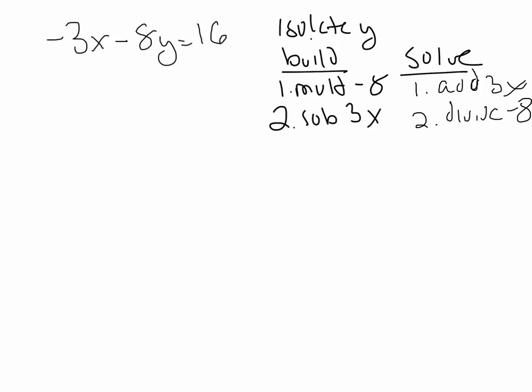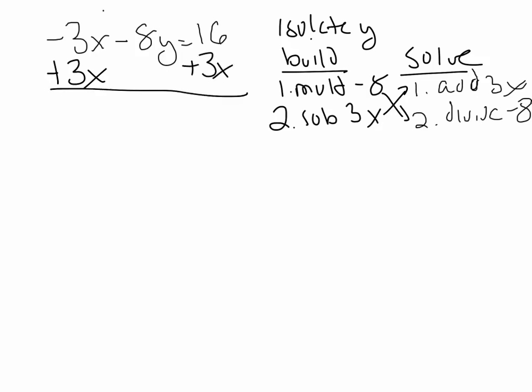So to solve to isolate y, we're going to start by undoing the subtracting 3x and add 3x to both sides. Then we're going to undo multiplying by negative 8 and divide both sides by negative 8. So let's start with adding 3x to both sides. So plus 3x and plus 3x.